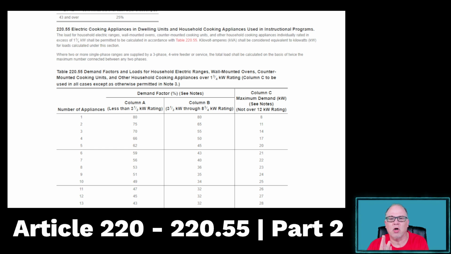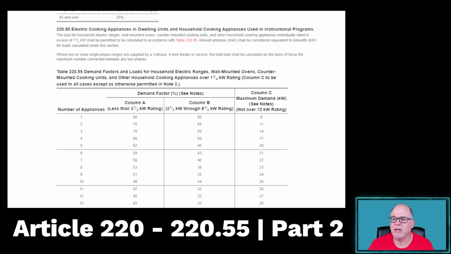It says demand factors and loads for household electric ranges, wall-mounted ovens, counter-mounted cooking units, and other household cooking appliances over 1 3/4 kW or 1,750 watts, in case you want to know what it was in watts. Ratings, okay? And then you notice it has parentheses. The parentheses say column C is to be used in all cases except as otherwise permitted in note 3, okay? Well, note 3 is talking about ranges that fall between 3 1/4 all the way up to 8 3/4. Well, all of our ranges are over that, okay? So we don't even have to look at note 3 yet. We're just going to go to column C.